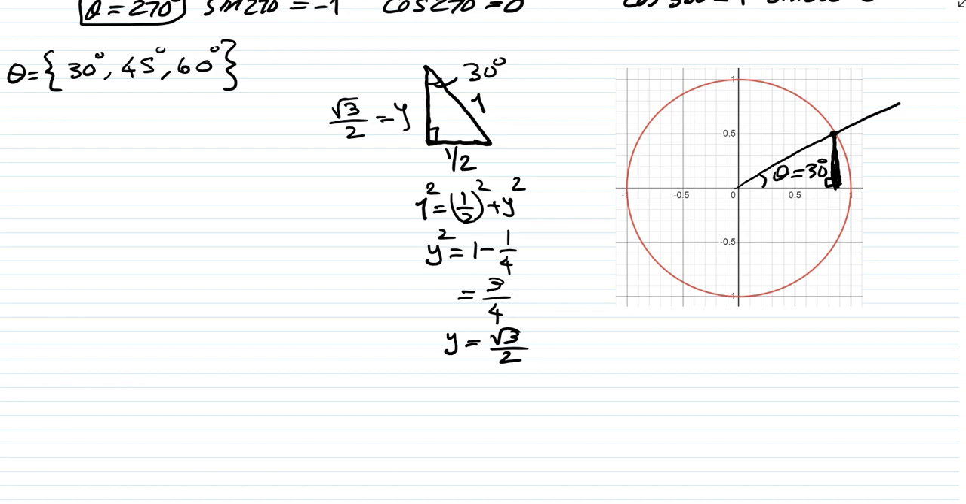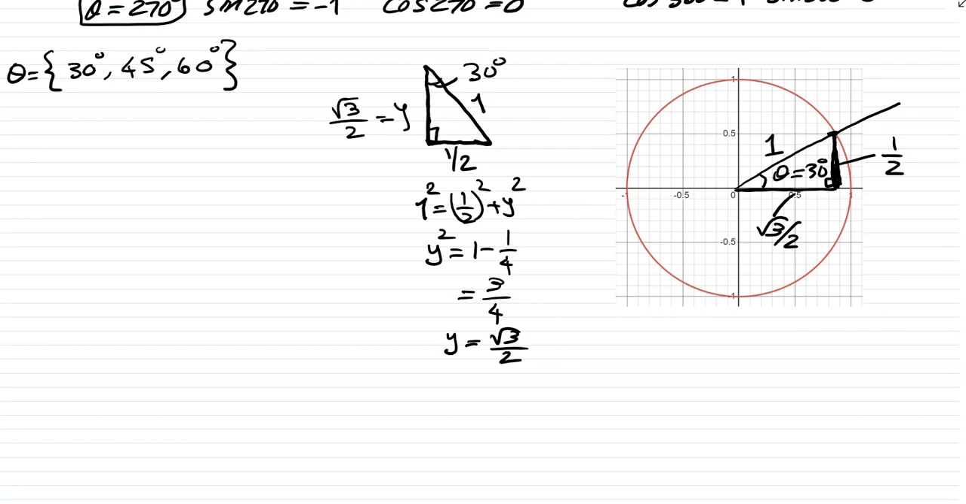So that's what I'm going to do therefore. The y value here is going to be 1/2. The x value from here to here is going to be root 3 over 2, and the hypotenuse, the radius of the circle, is 1.